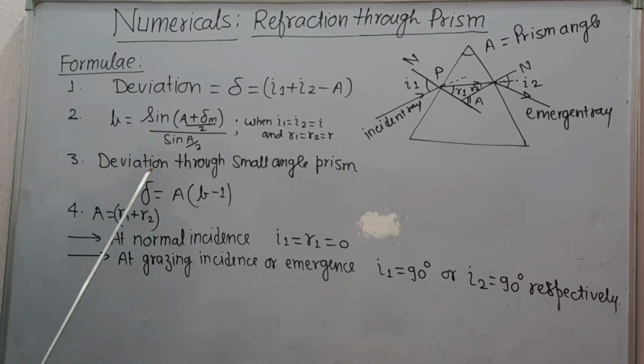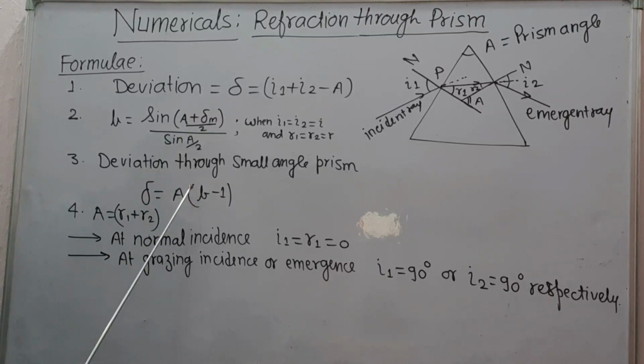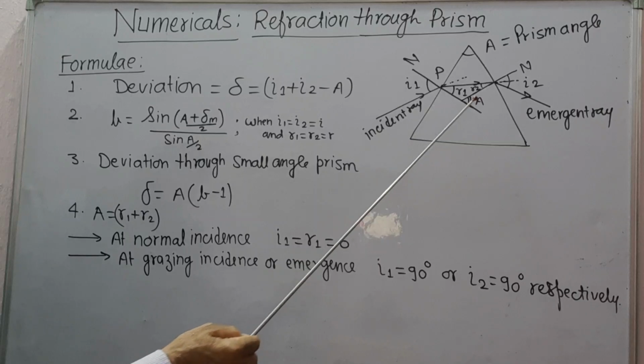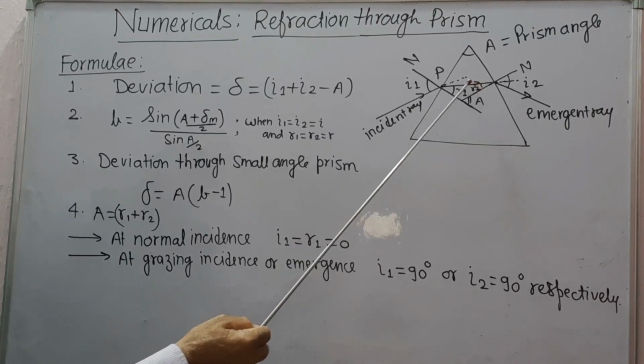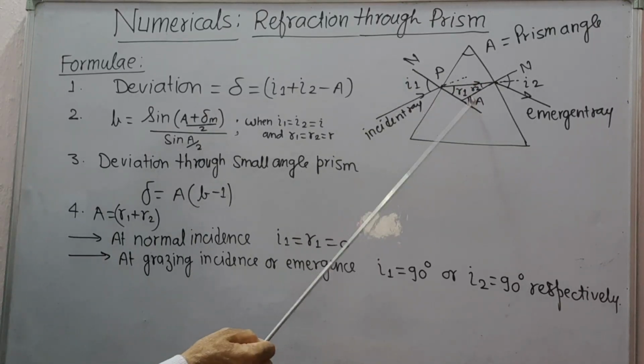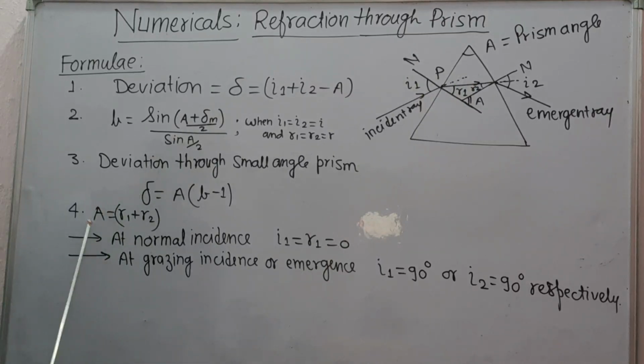Next, deviation through a small angle prism is given by the relation delta is equal to A into (mu minus 1), where mu is the refractive index of the glass of prism, and A is equal to R1 plus R2.